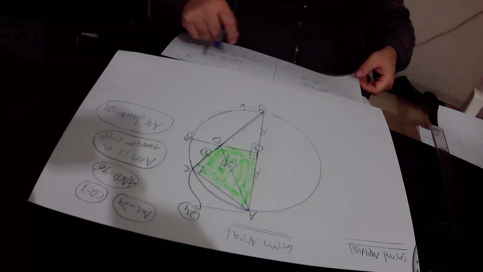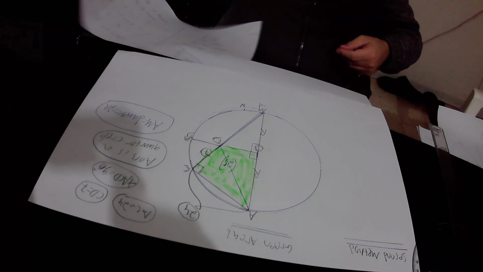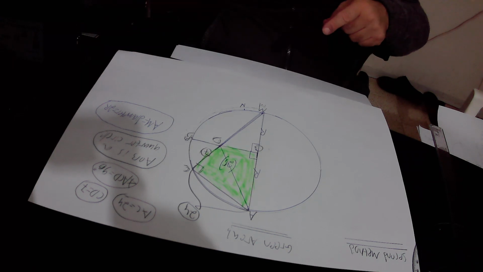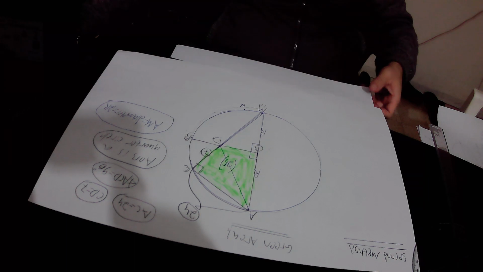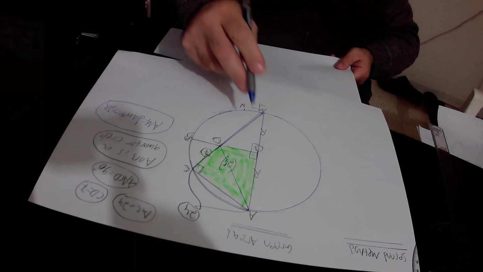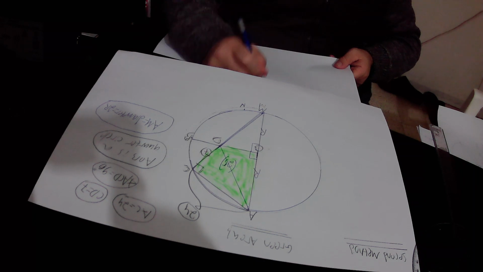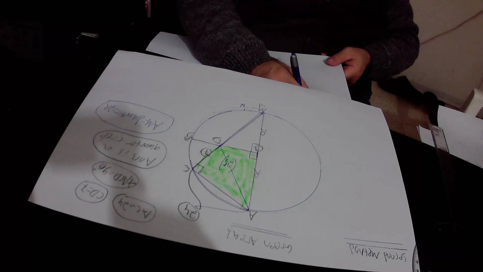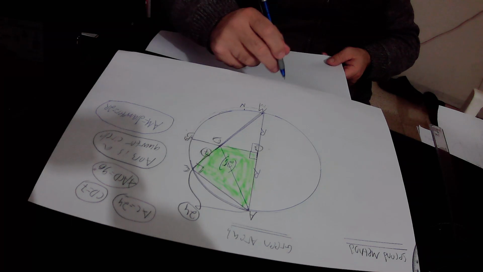Okay, and from the fact that those two triangles are congruent to each other, we will derive that side AD in the green triangle equals side DM in the white triangle.